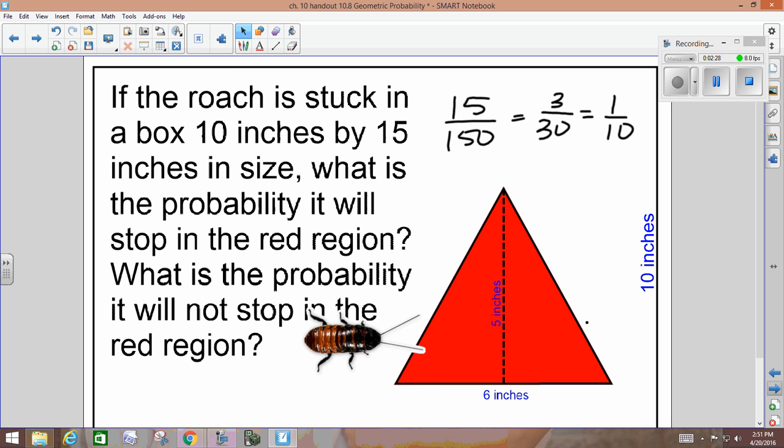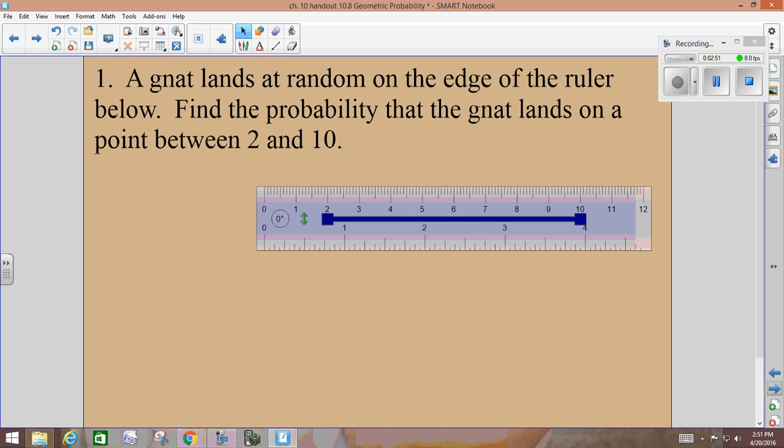What about it not going in the red region? 9 out of 10, right? Because if it's 1 out of 10 for the red region, then it's got to be 9 out of 10 for the other one. What's 1/10 as a percent? 10%. So there's a 10% chance of it going in the red one and a 90% chance of not. Sometimes they answer them as percents.